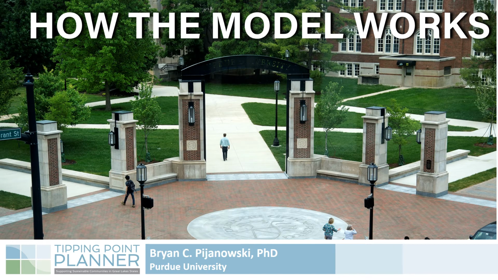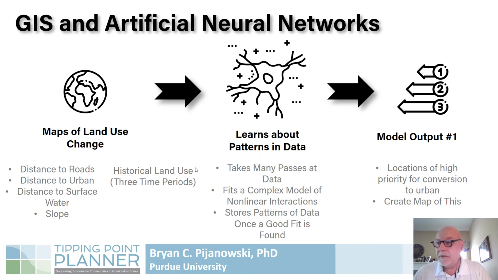So let me tell you how the model works. First of all, we use a lot of GIS data layers to build the model. These include layers related to roads and rivers and other kinds of features. We use the GIS to calculate distance to roads across an entire community, distance to previous urban. Urban is a main driver because it's fairly inexpensive to build out from that current urban infrastructure. Distance to surface water. People like to put their houses next to water.